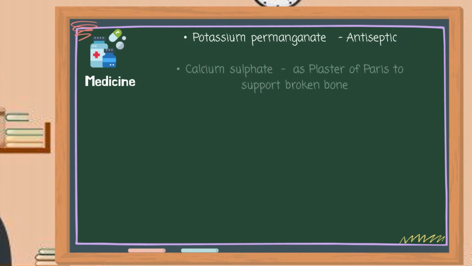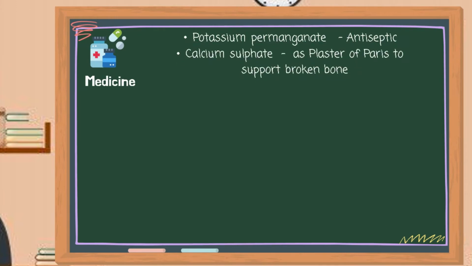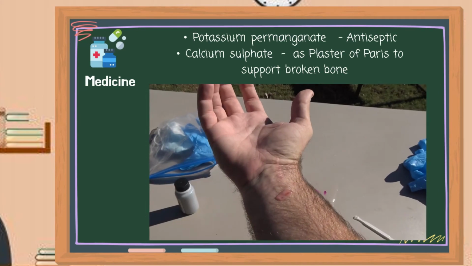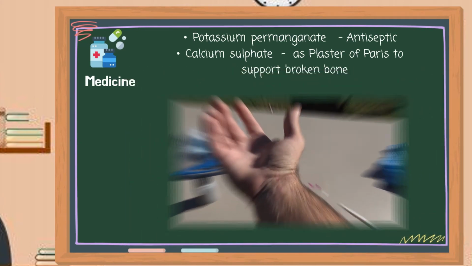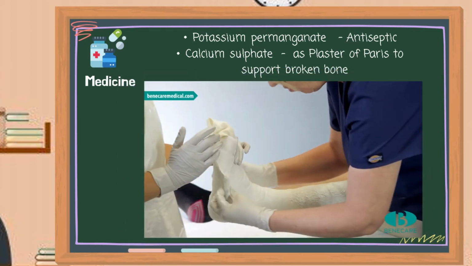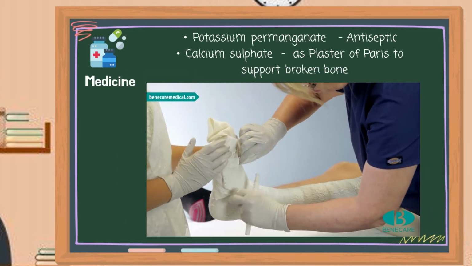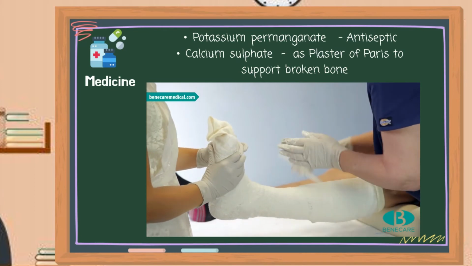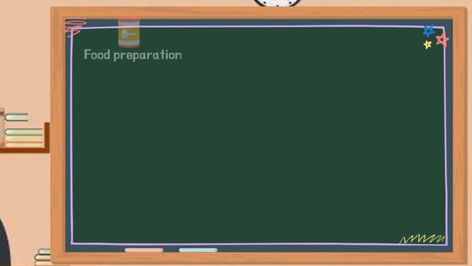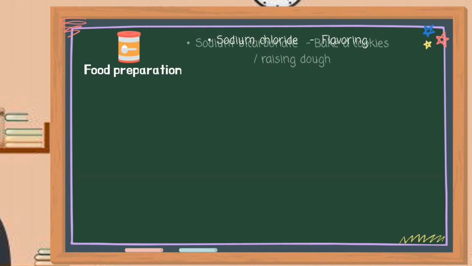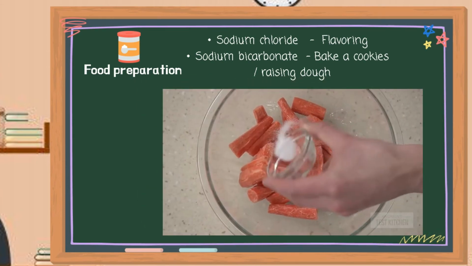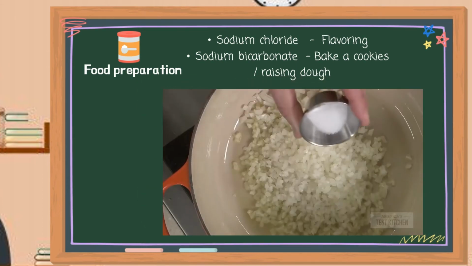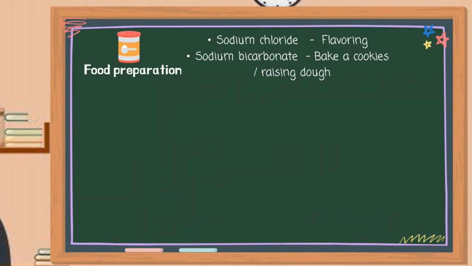Examples of the use of salt in medicine are potassium permanganate as an antiseptic and calcium sulfate as plaster of Paris to support broken bones. Next, in food preparation, sodium chloride is used as flavoring and sodium bicarbonate is used to bake cookies or raise dough.